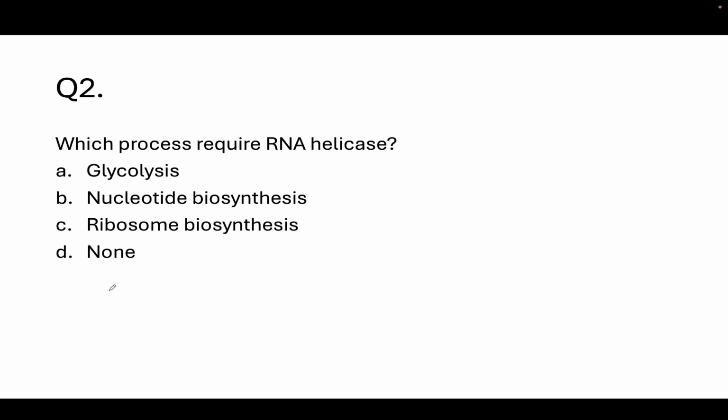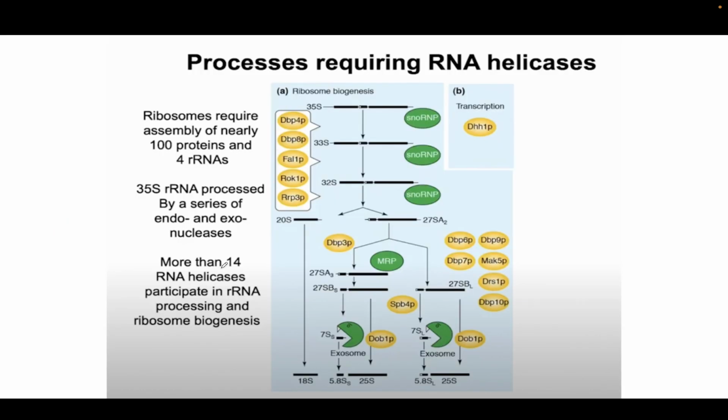Okay, then let's discuss it. As I see, most of you have answered C, that is ribosome biosynthesis. So here it is, the correct answer. This is a figure which shows the processes requiring RNA helicases. You can see here that this is the ribosome biosynthesis process where RNA helicases are required. Also the transcription process is important where RNA helicase is required.